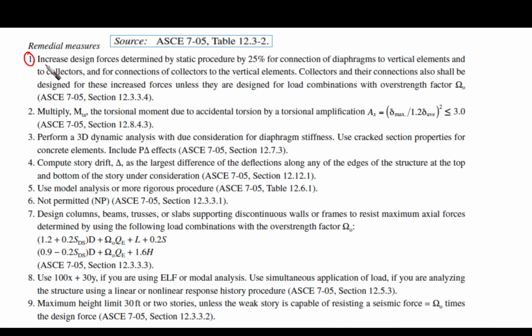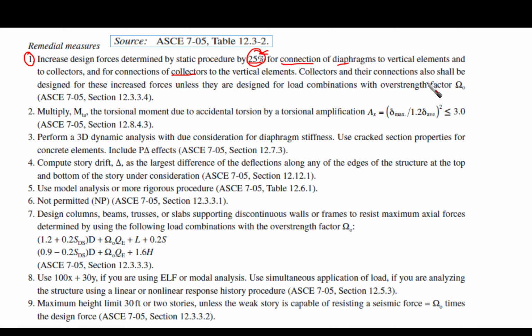The meaning here is what? Increase design forces determined by the static procedure by 25% for connection of diaphragms to vertical elements and to collectors, and for connections of collectors to the vertical elements. So whenever we have a collector or a diaphragm, their connections with the vertical elements need to be designed with an increase in the forces coming from the static procedure by 25%.